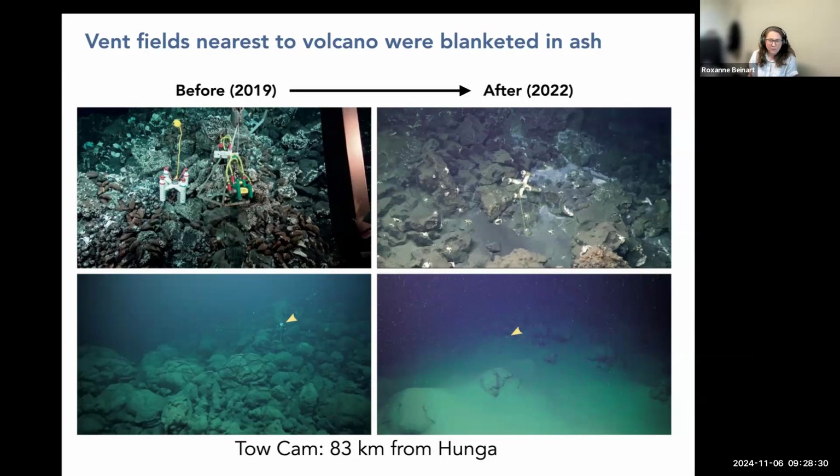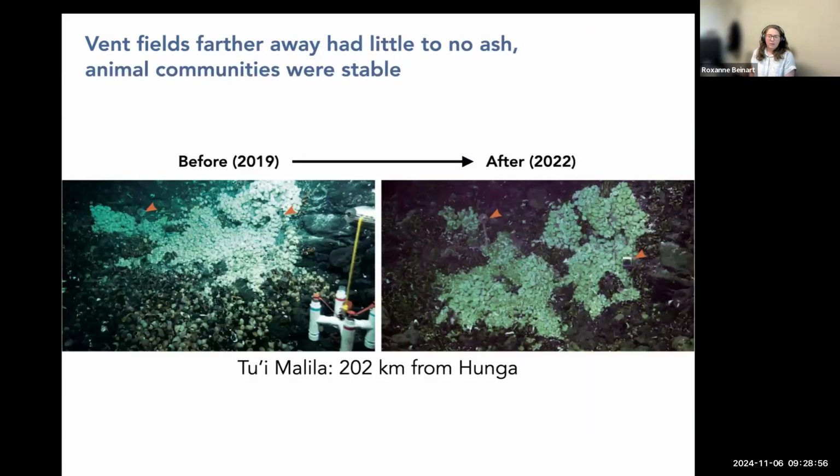And then another example on the bottom here is just showing some bare basaltic lava pillows. And there's a marker there that had been left on the seafloor that you can see with the yellow arrow. And when we returned to that and found that very same marker, you can see some of the same seafloor features to really match it up. And now we're seeing this incredible cover of ash all over this site. So it was pretty remarkable.